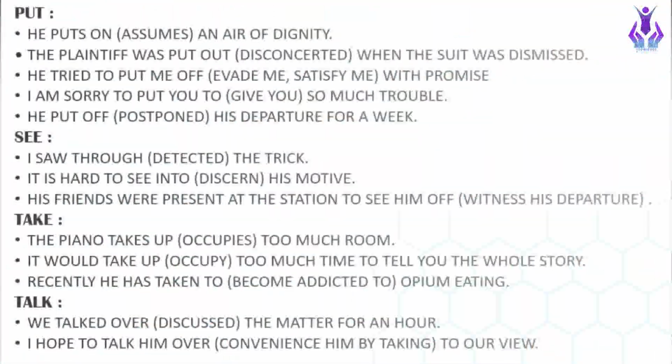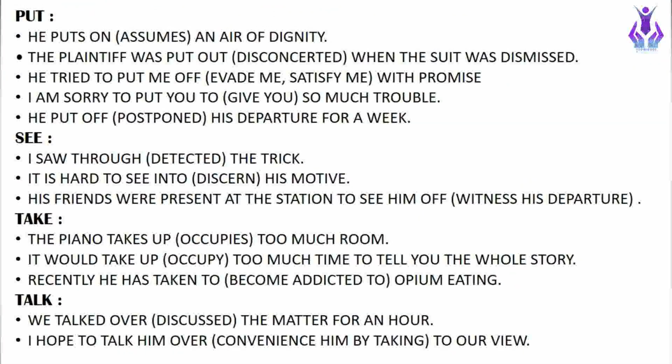The next word is put. Put can be used in different manners. That he puts on an air of dignity. So it assumes the plaintiff was put out when the suit was dismissed. So put out. He tried to put me off with promise. So put me off. I'm sorry to put you to so much trouble. Put you to, that means give you.